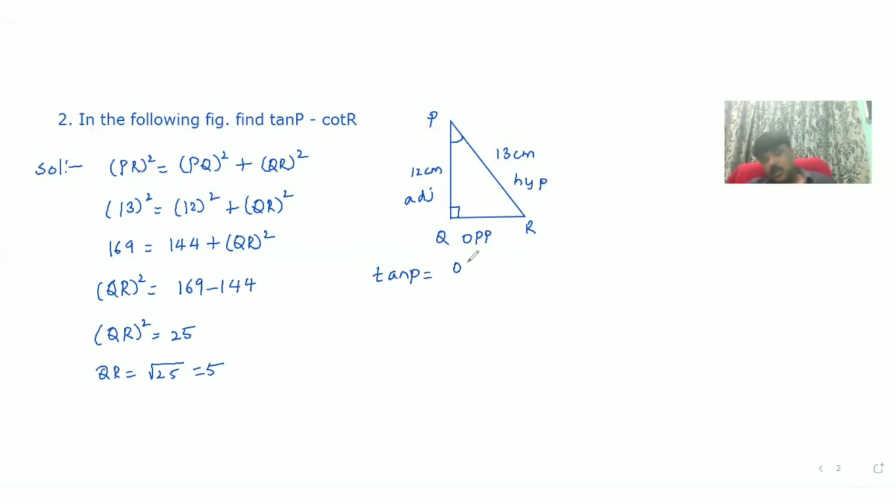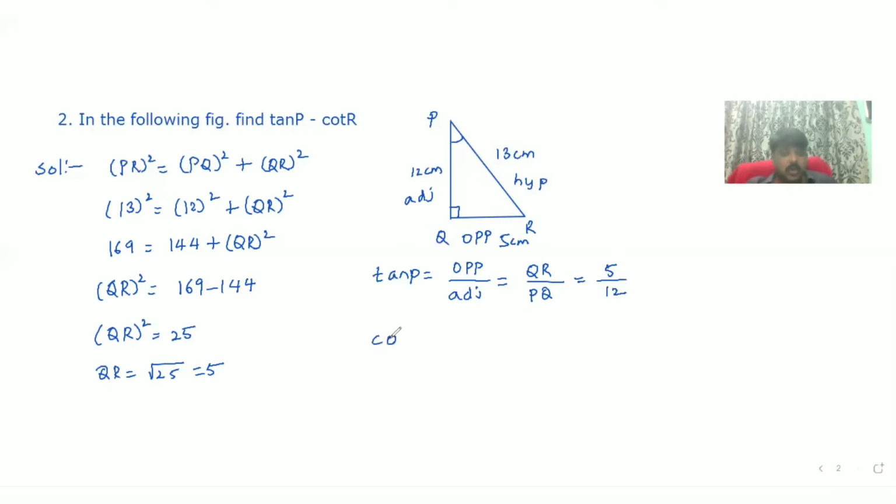Tan is nothing but the opposite side to theta by the adjacent side to theta. That is QR by PQ. QR we got as 5 centimeters, right? So it is 5 by 12.